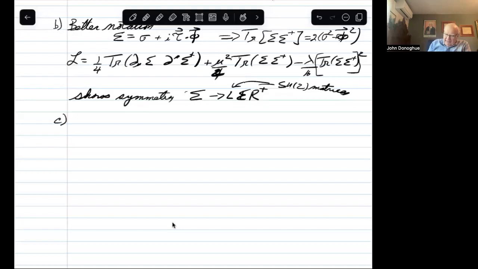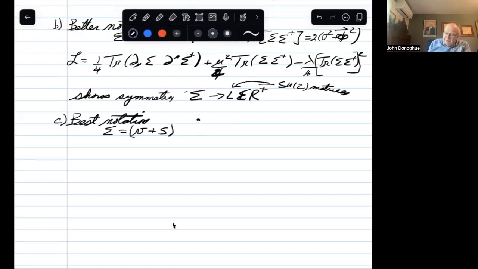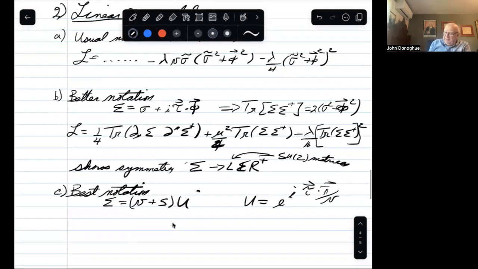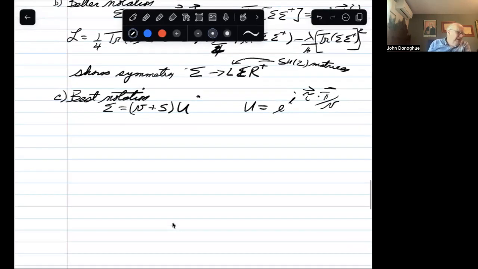Well, the thing I'd like to arrive at is what I call the best notation. I'm now going to write Sigma is V plus S times U, where U is e to the i tau dot pi over V. Okay, so this is a nonlinear transformation. To some extent, S looks sort of like the sigma field because it's sort of like V plus sigma, except that it's mixed up with this pion field. So these are field redefinitions.